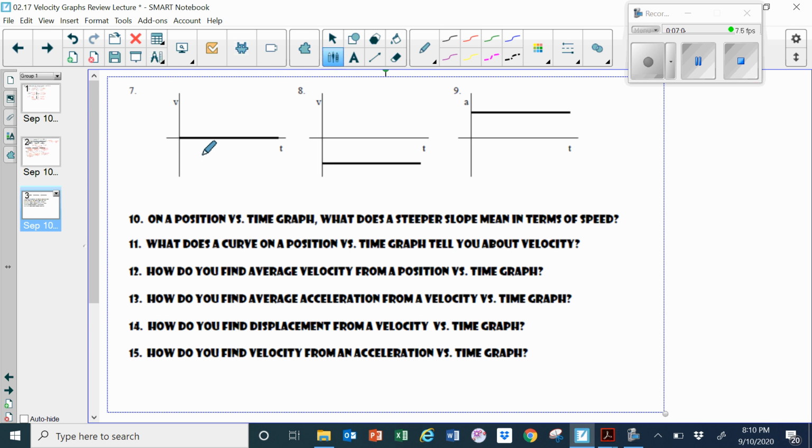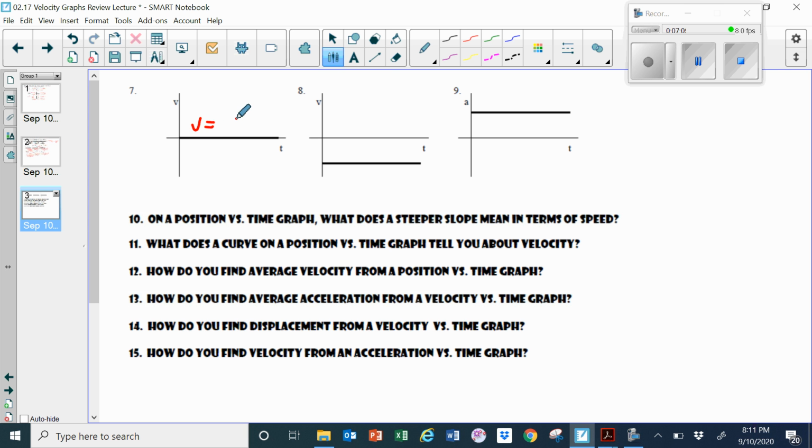Okay, last group. This is a velocity time graph. So this has a velocity equal to 0. So it's at rest. It's not moving. This one has a velocity which is negative but constant. Negative but constant, so it's moving backward, but it's moving at a constant speed.